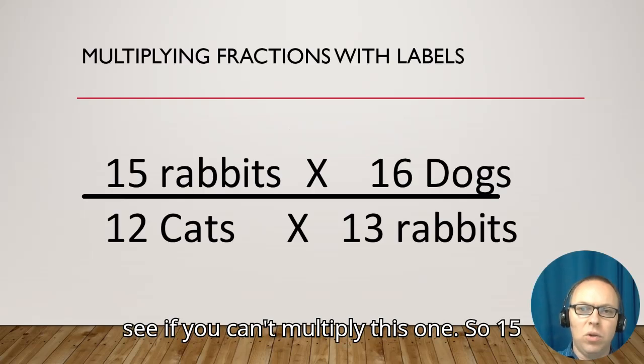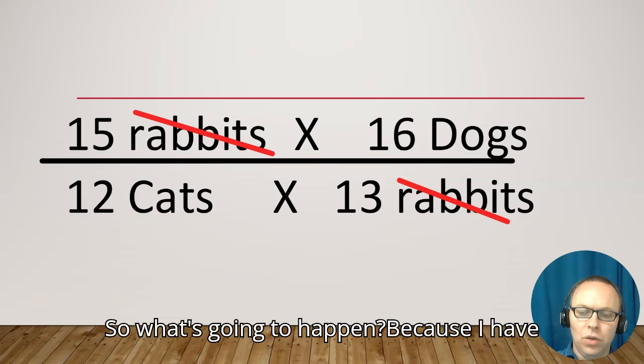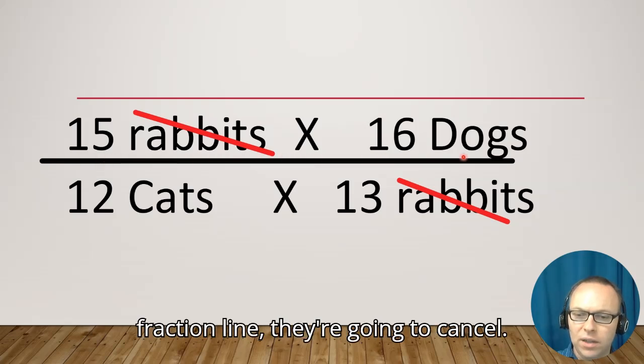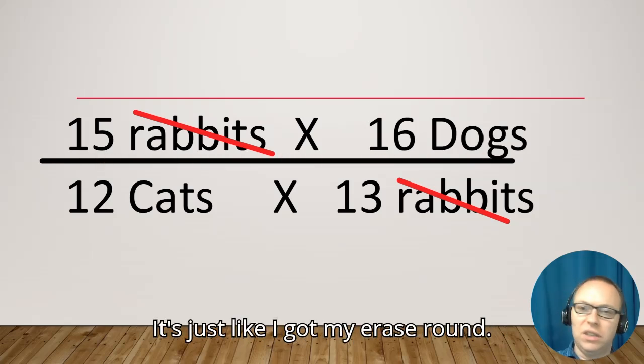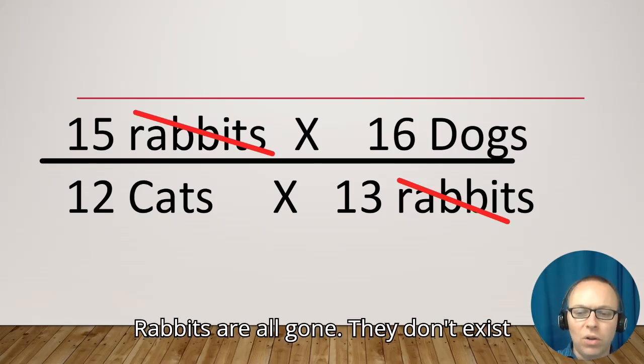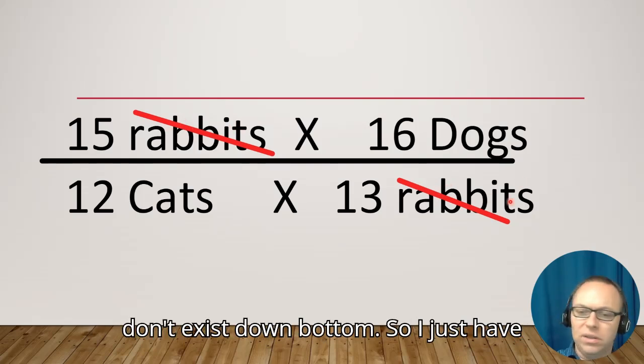Alright, let's see if you can't multiply this one. So 15 rabbits over 12 cats times 16 dogs over 13 rabbits. So what's going to happen? Because I have rabbits above and below my fraction line, right? This thing right here is called a fraction line. They're going to cancel. It's just like I got my eraser on. Right? Rabbits are all gone.